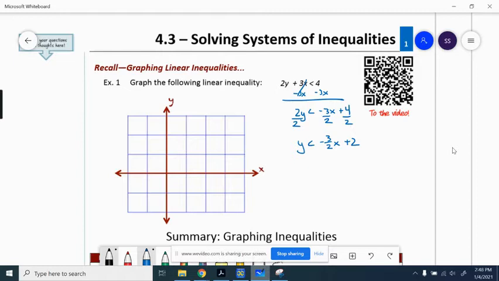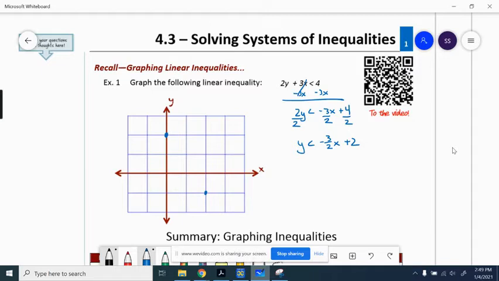Okay, now I can graph this out just like I would a normal line. Start with the y-intercept of positive 2 and follow my slope, which is negative 3 over 2. So I'm going to go down 3 over 2. There's my next point. And now I can go ahead and graph this out.